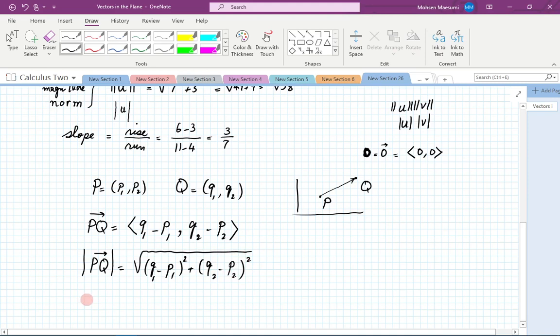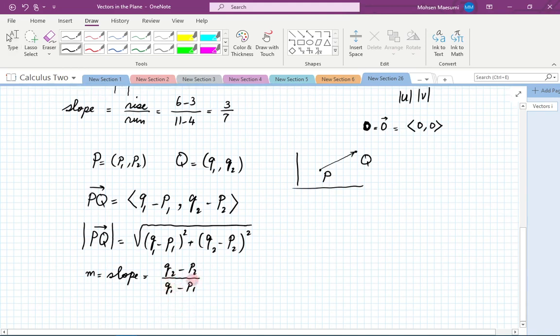If you want to take the slope m, the slope of this thing is going to be Q2 minus P2 over Q1 minus P1. For the slope, so long as the Q's are lined up and P's are lined up, it doesn't matter who you write first and who you write second. Okay, so that is our distance formula.